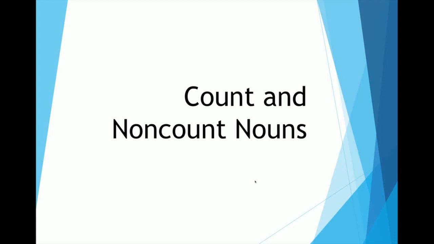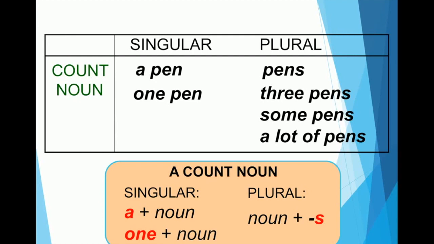Furniture is called a non-count noun. In grammar, you cannot use numbers 1, 2, etc. with the word furniture. So here are some examples of count nouns. A pen, you can put it in the plural and say pens. One pen, three pens, some pens, a lot of pens.